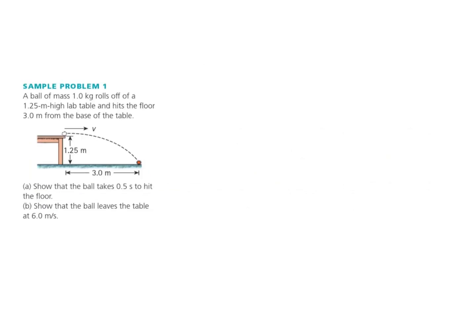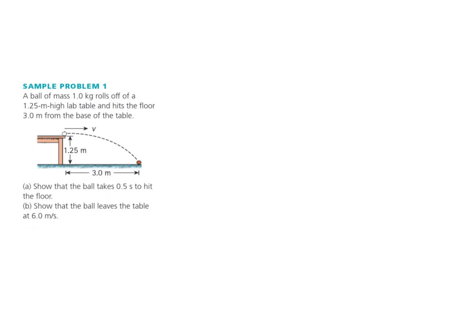Now we have an example problem. It says a ball of mass 1 kilogram rolls off a 1.25 meter high table and hits the floor 3 meters from the base of the table. In other words, this ball is launched sideways off the table. It's going to fall 1.25 meters and travel sideways 3.0 meters, and at that point it hits the ground. Part A says, show that the ball takes 0.5 seconds to hit the floor.